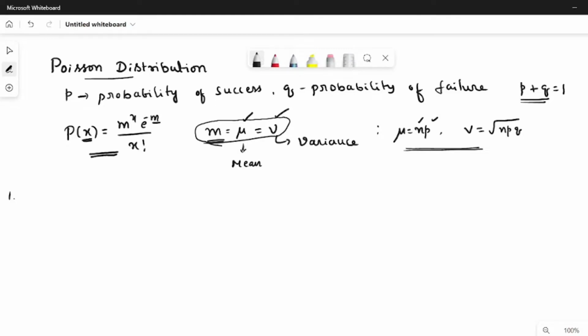The first problem I'm going to consider is: in a certain factory turning out razor blades, there is a small probability of 1 by 500 for any blade to be defective. So 1 by 500 blades are found defective. Here we have to take this as p. Generally p stands for the probability of success, but since we are concentrating on defects, or how many blades will be defective, we consider this itself as p. So don't take this as q. So 1 by 500 is p. Then the blades are supplied in packets of 10. Use Poisson distribution to calculate approximately the number of packets containing no defective blades in a consignment of packets of 10.